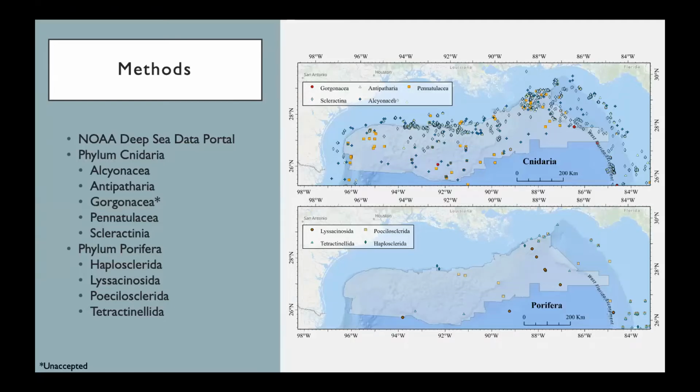I would like to note that at the time we collected this data from NOAA's website, Gorgonacea was still being recognized as its own order. Further studies have since revealed that it is actually part of the Alcyonaceae order, and so our future projects will reflect that change.